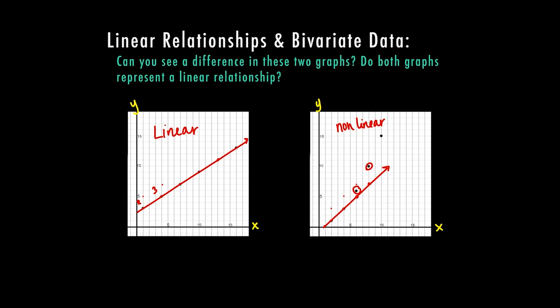So anytime you have two paired variables, in this case x and y, we can use that bivariate data and plot our points on the graph and then determine whether it is linear, like the one on the left, or nonlinear, like the graph on the right.